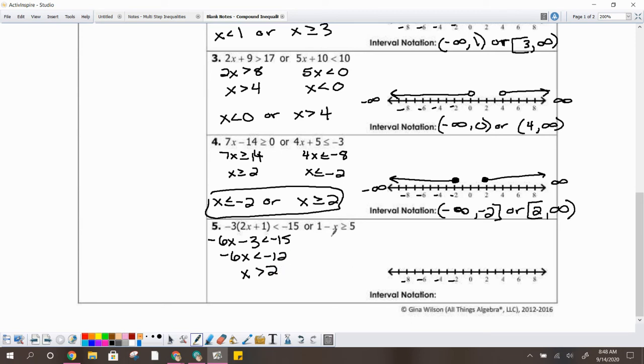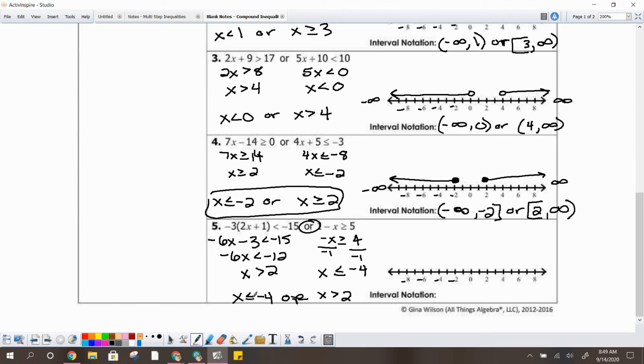Over here, we're going to go ahead and subtract 1. So I have a negative x is greater than or equal to 4. Again, we're dividing by a negative 1, so we're flipping that sign. And we have x is less than or equal to negative 4. Write the smaller one first. X is less than or equal to negative 4. Or, because it says or at the top, x is greater than 2.